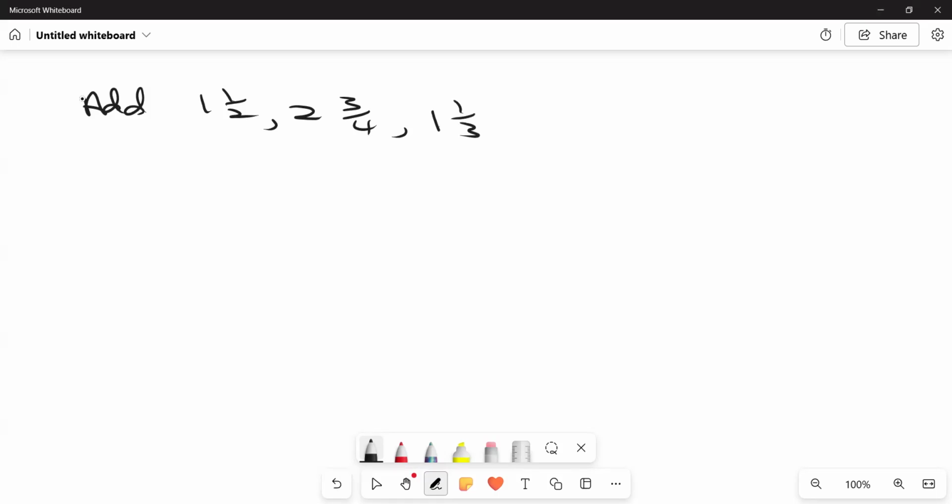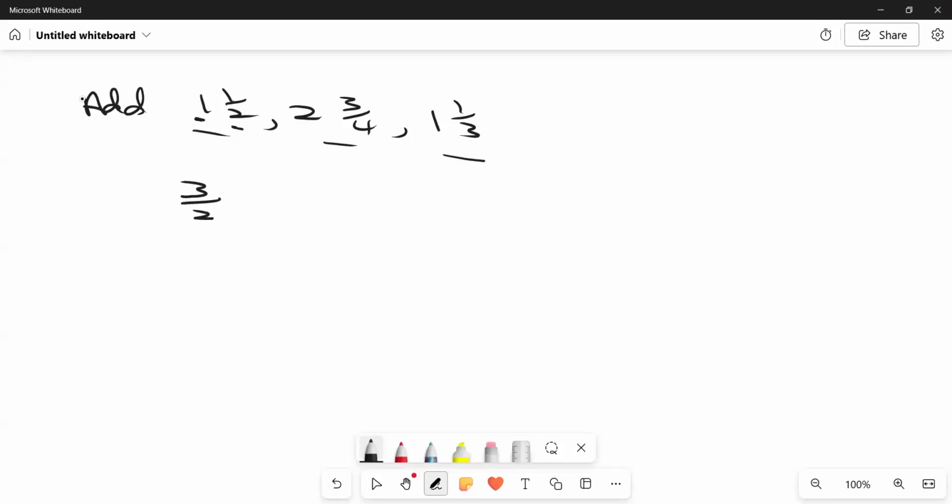So some people do it differently, right? One of the ways we can do is we can take all three of these, change them into what we call improper fractions, and then add them, and then change it back to mixed numbers, right? So let's do that. So you multiply the denominator here by the whole number, right? And you add that 1 on top. So you get 3 over 2, right?